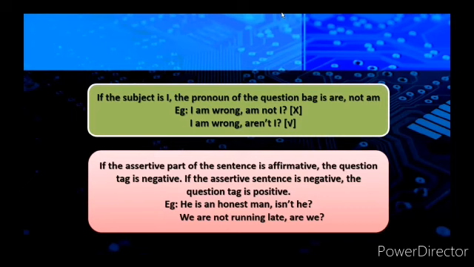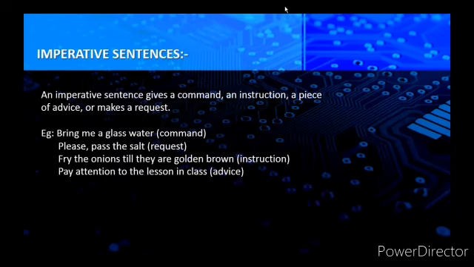Now, the third sentence type is imperative sentences. An imperative sentence gives a command, an instruction, a piece of advice, or makes a request. So, imperative sentences give commands, make requests, give suggestions, or give a piece of advice.